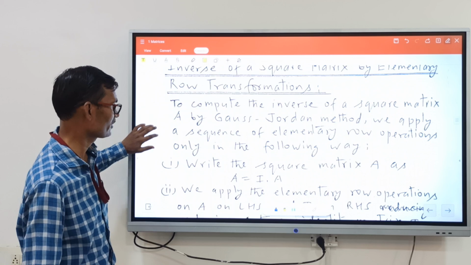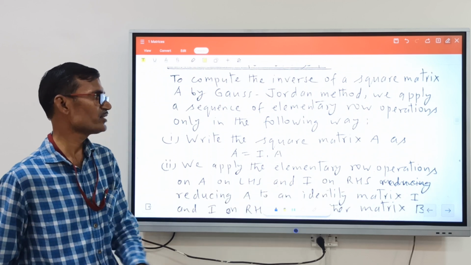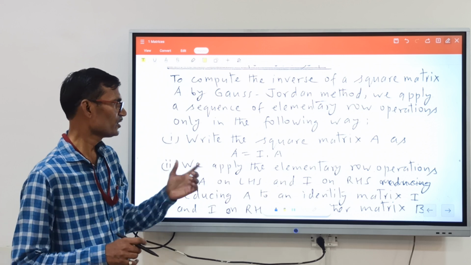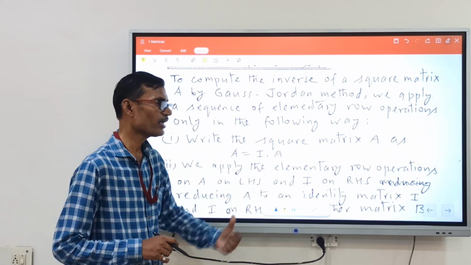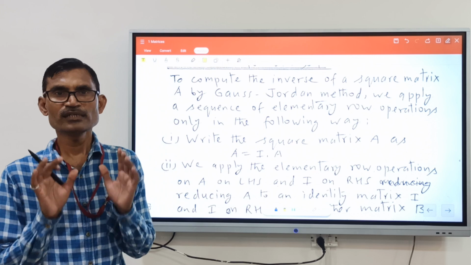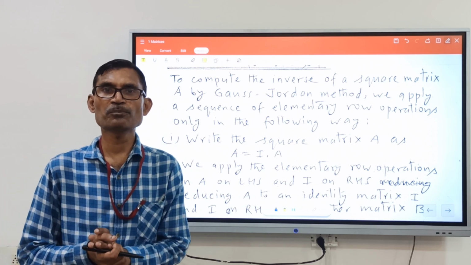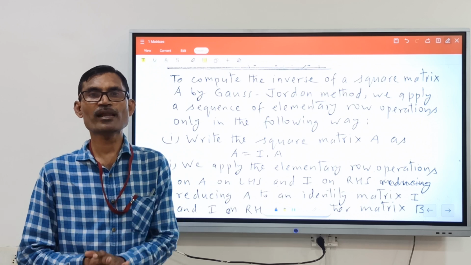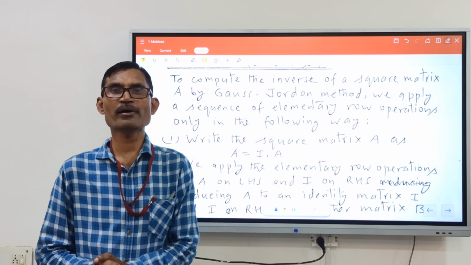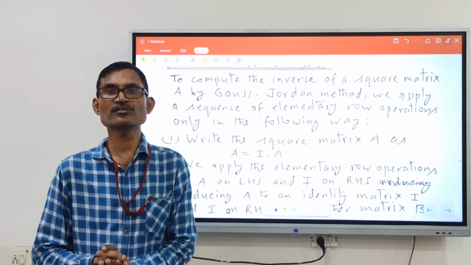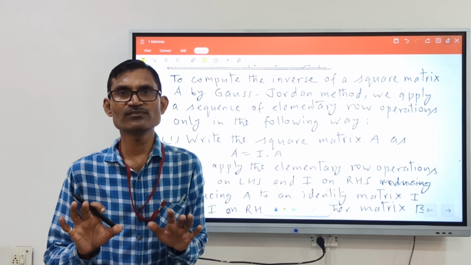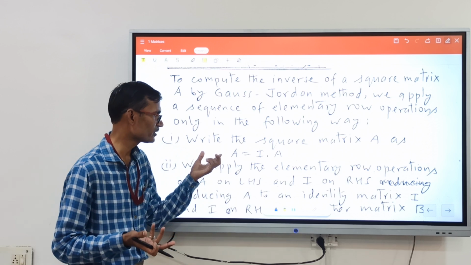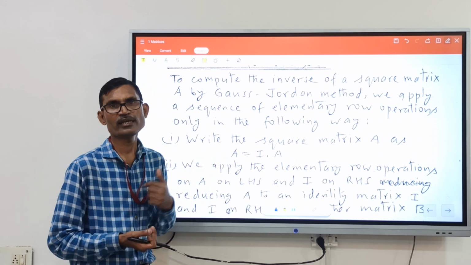Let us understand it. Suppose we have a square matrix A. Firstly we will write this step, A equal to I into A. It is written by using a property of the square matrix. It says that if we multiply a square matrix by an identity matrix of the same order, the result will be the same. This is the important result which we are going to use here.